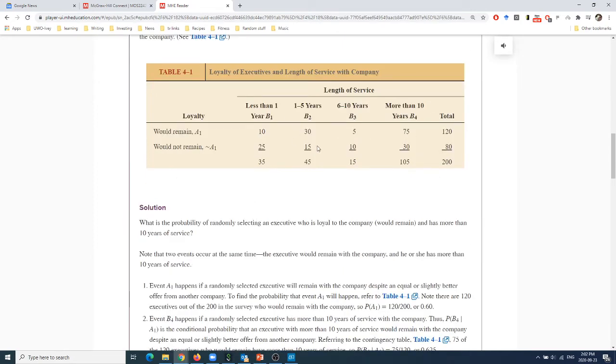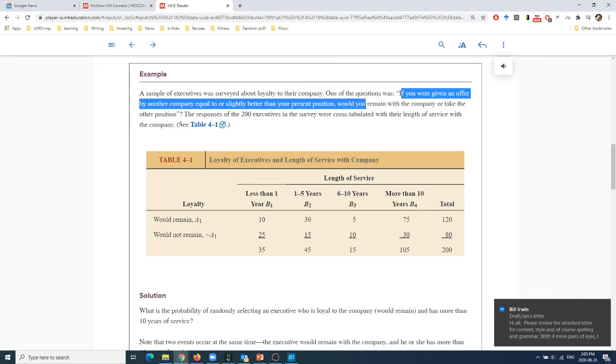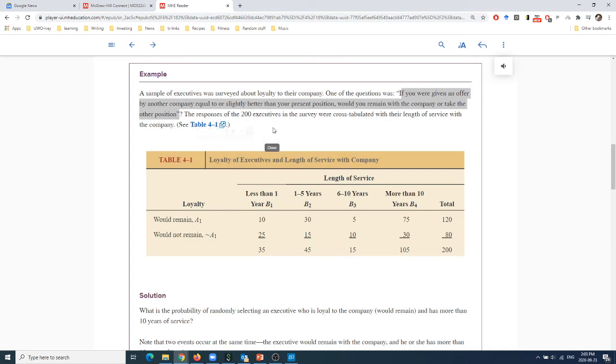In this example, you have two categories, remain or would not remain. Here you have four categories: someone who's worked less than a year, someone who's worked between 1 and 5 years, 6 and 10 years, and more than 10 years. The question is, if you are given an offer, the same as your present position or slightly better, an extra $1,000 a year or something, would you remain within the company or take the other position? So this was the question which was asked.